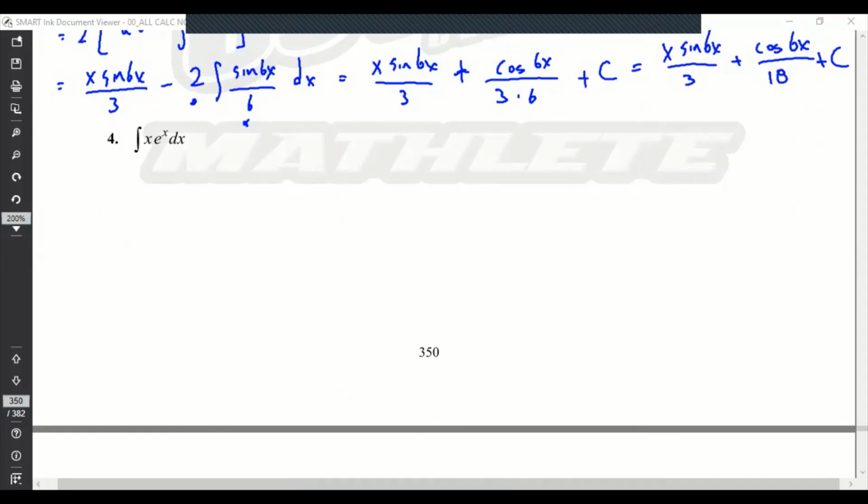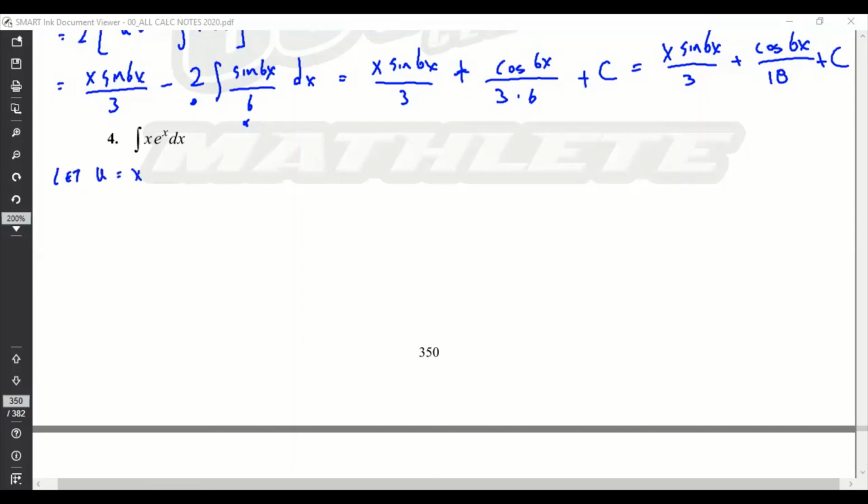Last one. Again, let's let u just equal x. So therefore, du equals dx. dv is equal to e to the x dx. And so v is just e to the x.